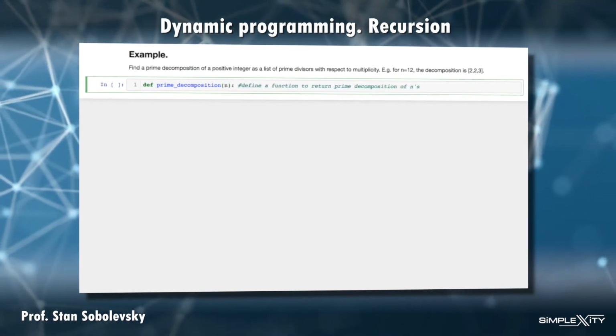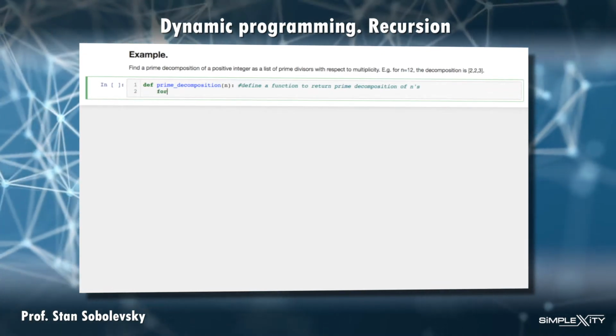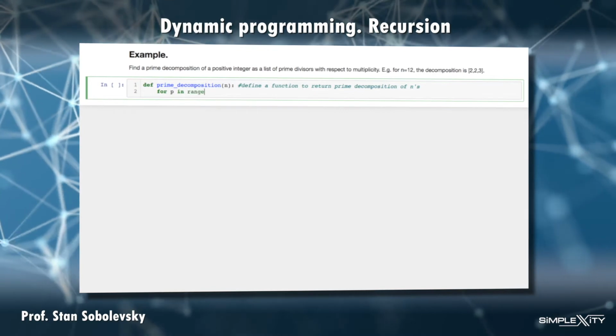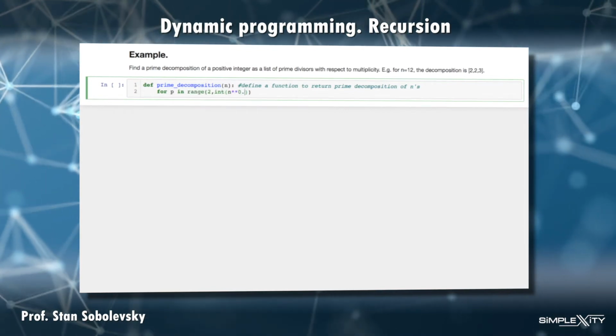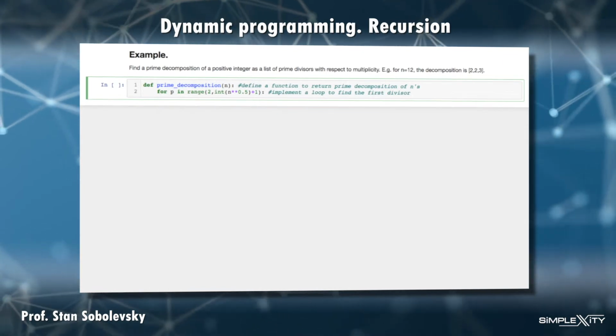Okay, let's implement a function to return the prime decomposition of n as a list of its prime divisors. So first, implement a loop to find the first divisor. We'll search trying the numbers starting from 2. But when to stop? Do we actually need to go all the way until n?